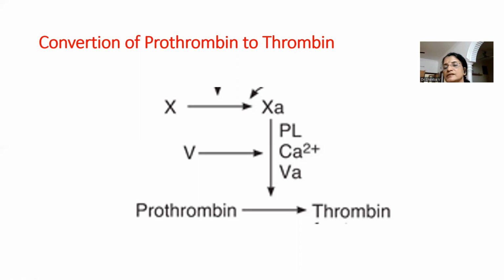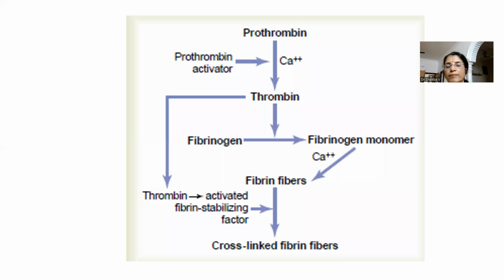Then the third one is the conversion of fibrinogen to fibrin monomer. Here again you can see prothrombin is converted to thrombin by the prothrombin activator in the presence of calcium ion, and this thrombin acts on fibrinogen. Fibrinogen is a high molecular weight, soluble plasma protein, as we already mentioned. This fibrinogen is converted to fibrin monomer in the presence of calcium ion.